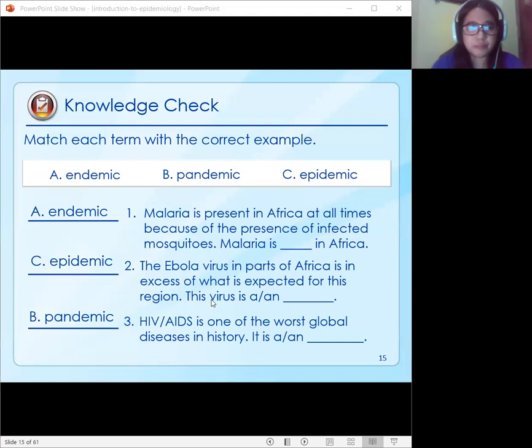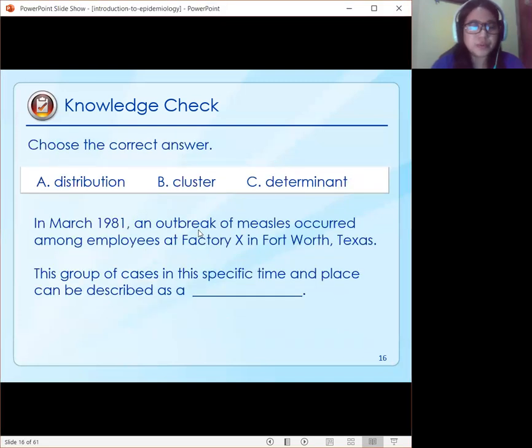Okay, let's move to the next one. We have to choose the correct answer. In March 1981, an outbreak of measles occurred among employees of Factory X in Fort Worth, Texas. This group of cases in this specific time and place can be classified as cluster.